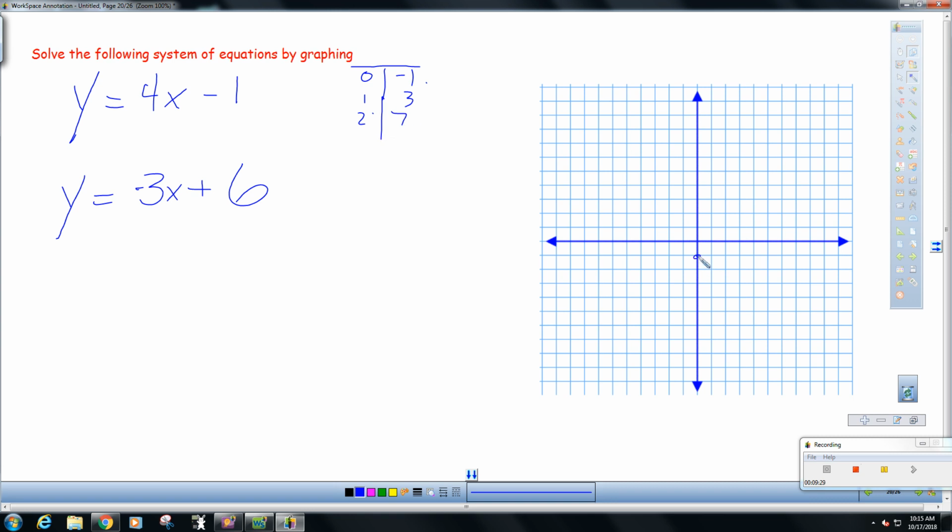0, -1, 1, comma 3, 2, comma, oh, that's not 3. Come on, Carson, help me out. 2, comma 4, 5, 6, 7. On the test, Carson, you're going to use a straight edge because you're going to need one. Because you want to know exactly where they meet. I don't have a straight edge. You saw it. Okay?